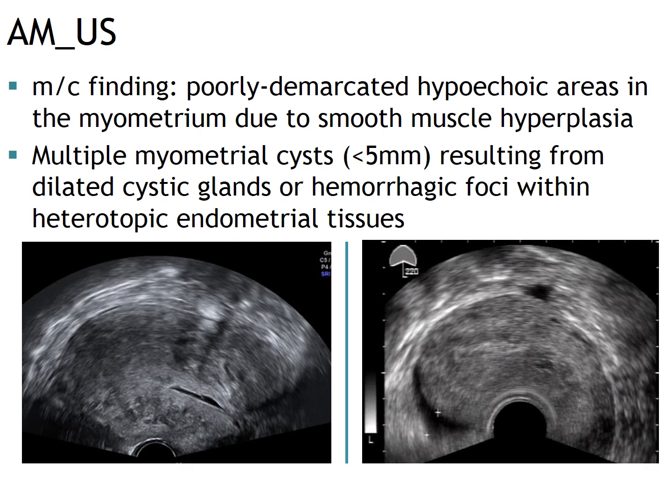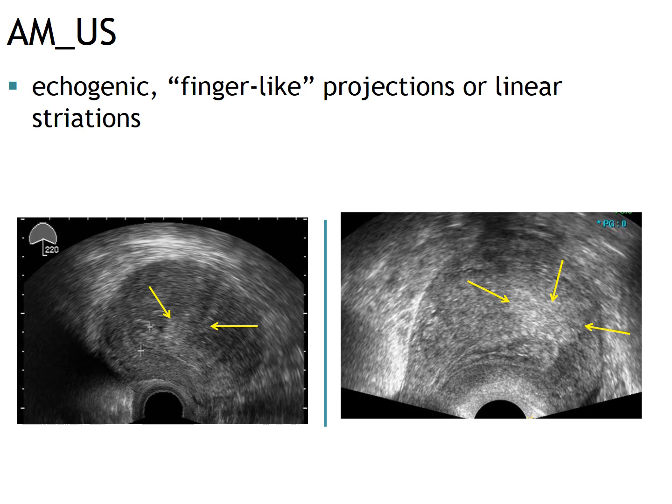hyperplasia. We may see multiple small cystic lesions resulting from dilated endometrial glands or hemorrhagic foci within heterotopic endometrial tissues. Sometimes we may see echogenic finger-like projections or linear striations from endometrium towards the myometrial direction. This phenomenon may result in appearance mimicking widening of echogenic endometrium and is called pseudo-widening of endometrium.